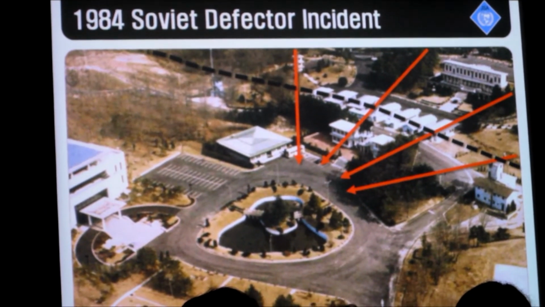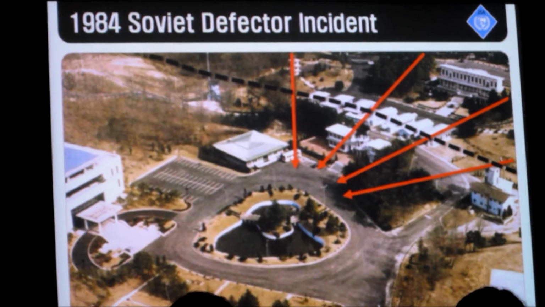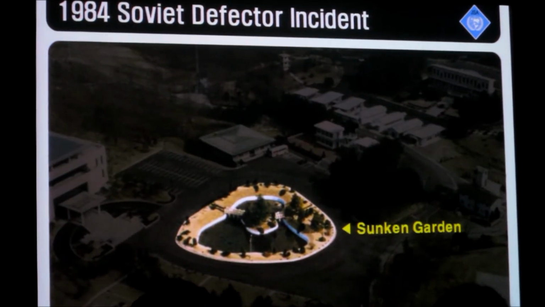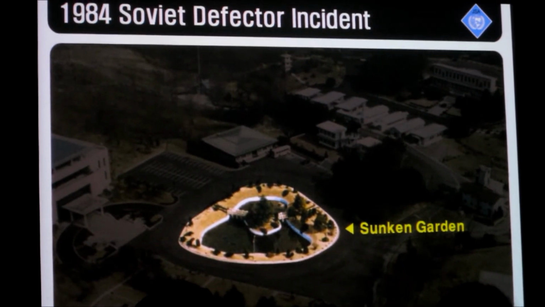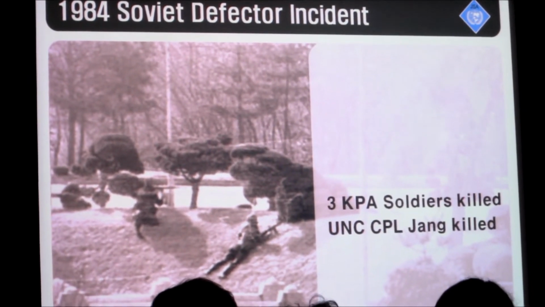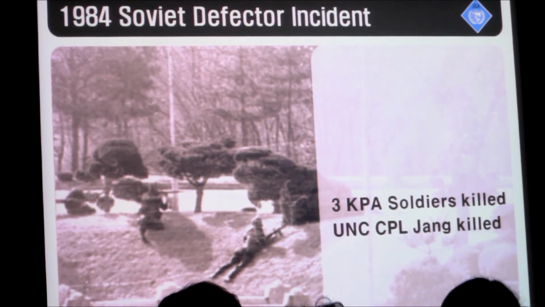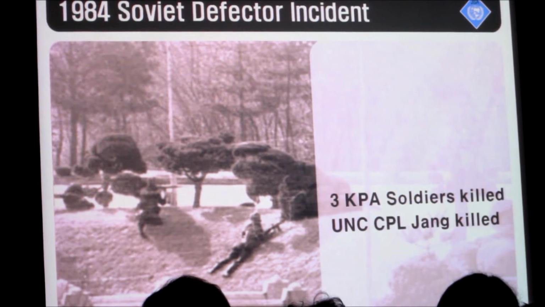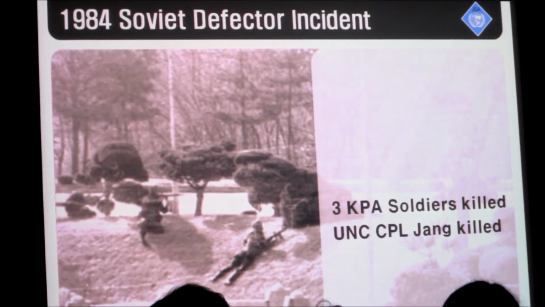Now, there were approximately 30 North Korean soldiers in the northern portion of the sunken garden. The JSA quick reaction pursuing firefight lasted approximately 20 minutes. And in that time, the KPA had 3 soldiers killed and 5 soldiers wounded, while the UNC had 1 soldier killed, Corporal Jang, and 1 soldier wounded. The Soviet citizen was protected throughout the firefight and was evacuated back to Camp Boniface.